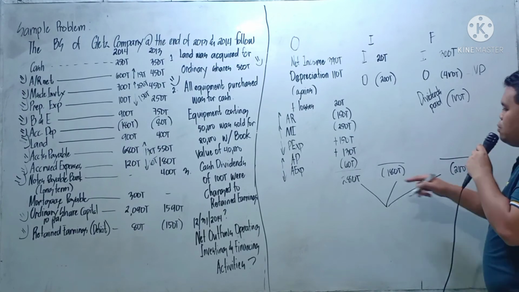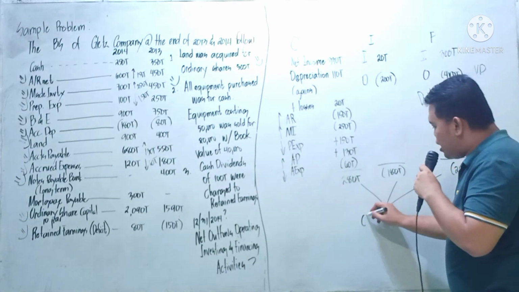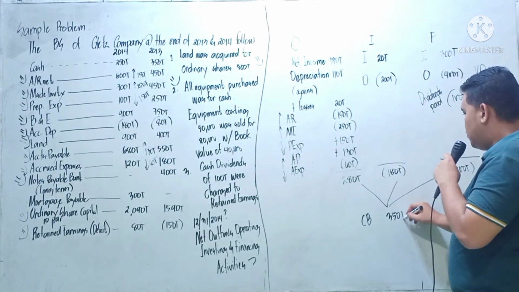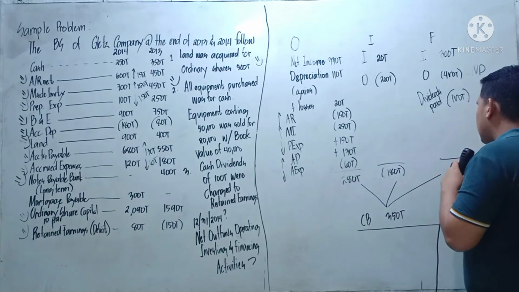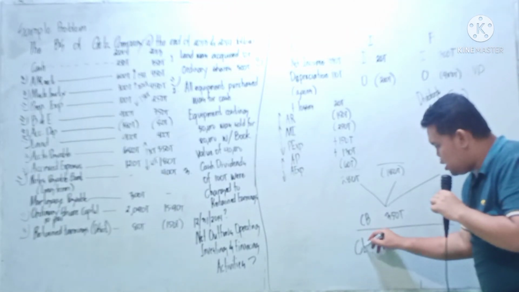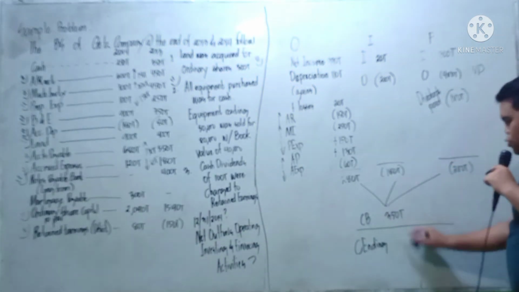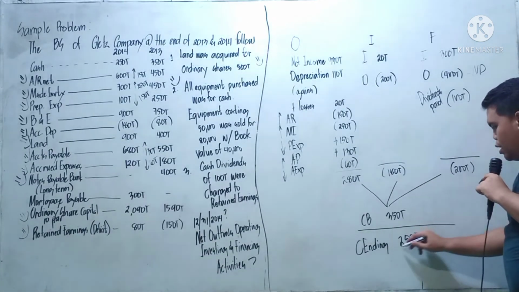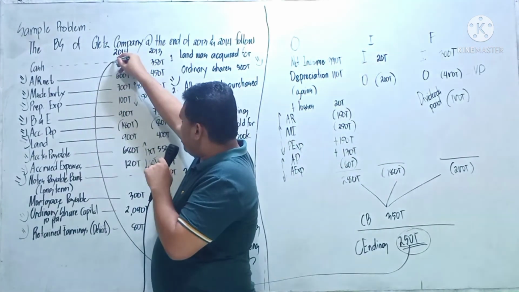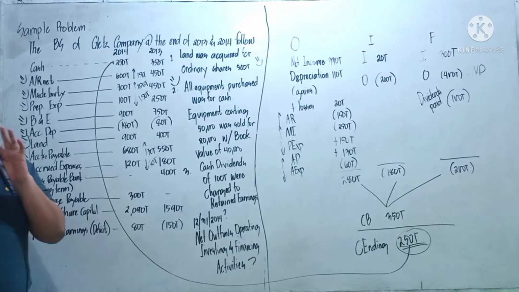So, if you add everything, plus the beginning cash, which is the cash beginning of 2013, 350,000, the cash ending is 250. This 250, as you can see, is here. So, that's the cash flow statement, guys.